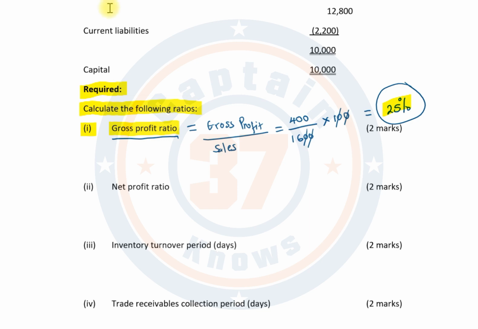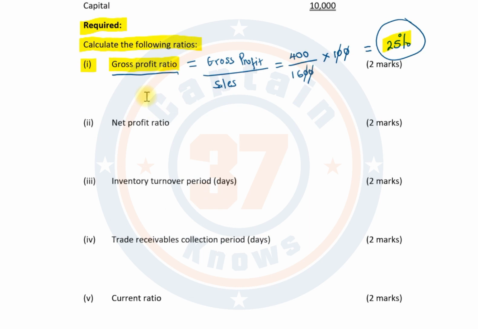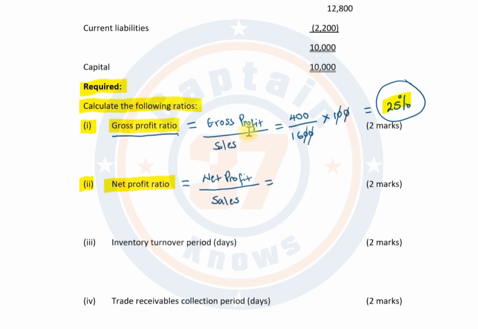Let's proceed and look at B. Is it B? No, it's 2. Okay. Net profit ratio. As you may guess, there's net profit that's involved. So this is going to be equal to net profit. This is a formula. Net profit over sales. And let's check. What is the net profit in this particular case?